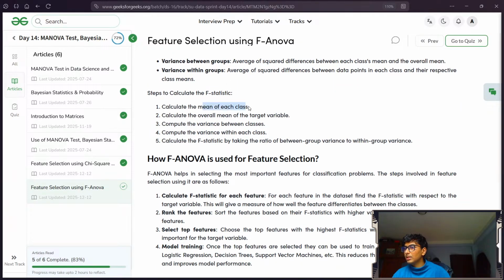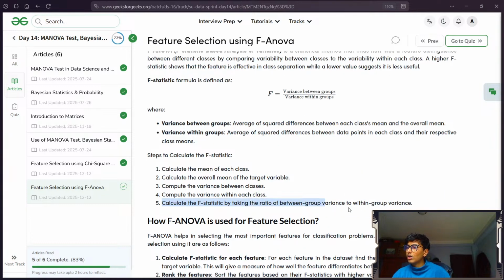Steps to calculate the F-statistic: calculate the mean of each class, calculate the overall mean of the target variable, compute the variance between classes, compute the variance within each class, and calculate the F-statistic by taking the ratio of between-group and within-group variance.